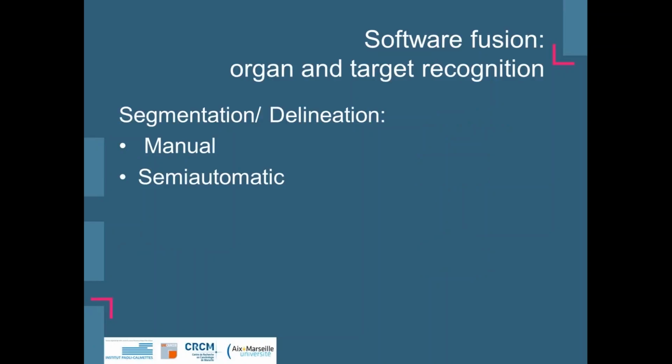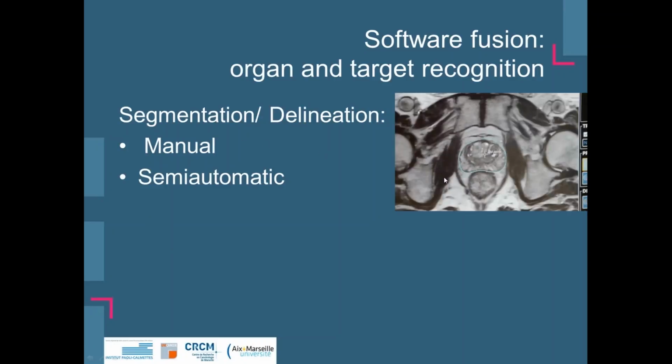At a certain time point, you need to tell the system where the prostate is inside of the MR picture, as well as where the prostate is inside of the ultrasound picture. And for this, you need to do a segmentation, a delineation, so you need to show where the prostate is, and this needs to be done either manually or semi-automatic.